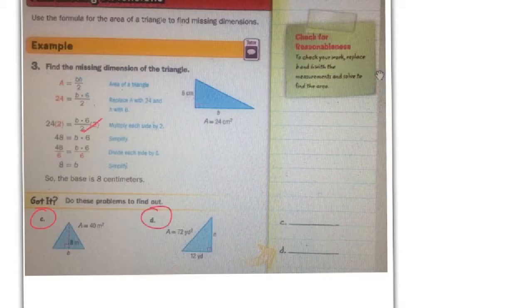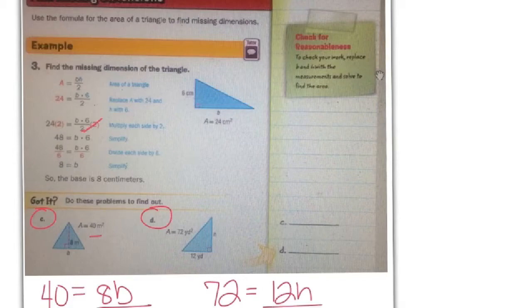Okay, C and D. Area equals 40 meters squared. So you would write 40 equals 8 times B over 2. Okay, and on this one you would write 72 equals 12 times h over 2. Remember, your first step is to multiply these two numbers. So multiply 2 times 40 and then divide by 8. That's what you do. I'm going to write you a little cheat over here.